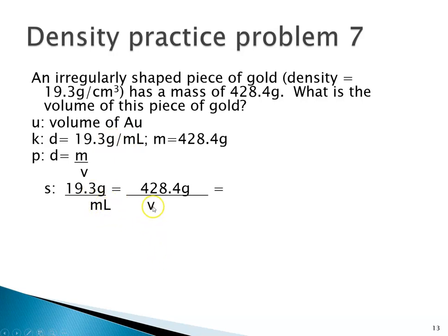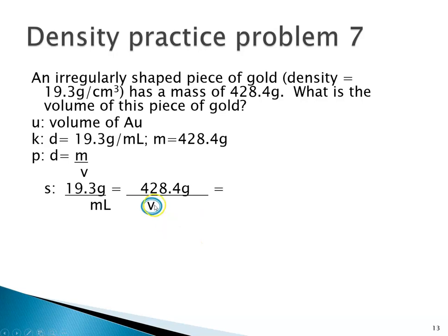And then we need to isolate the volume. The most common error I see students make is simply taking 19.3 and dividing it by 428. That gives the wrong answer, because what you have solved for is V in the denominator. You need to solve for V in the numerator to get a correct answer.